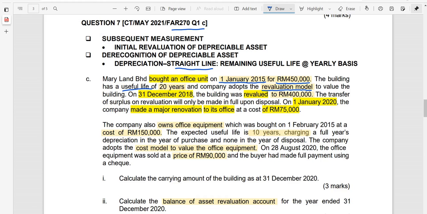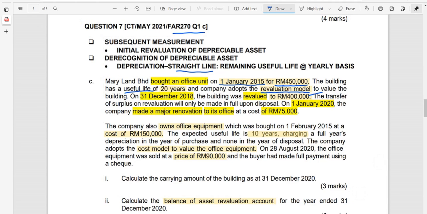On 31st of December, the building was revalued to 400,000, and this 400,000 is actually the first revaluation. Okay, and you are informed the transfer of surplus on revaluation will only be made in full upon disposal. This means that should the office building be disposed later, then only whatever remaining balance is available in the asset revaluation reserve will be transferred back to the retained earnings. At the moment, there is no information regarding disposal of the office building.